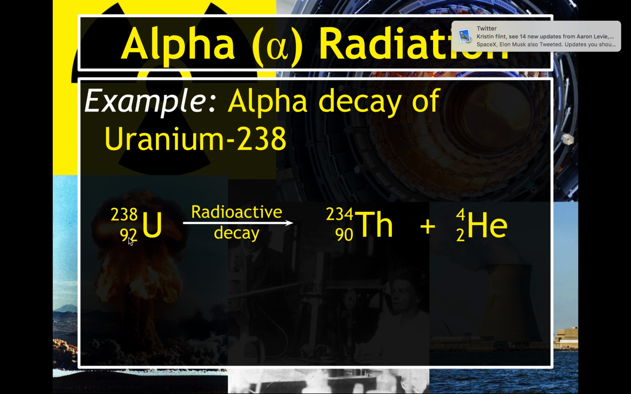This has 92 protons on this side. We have 90 protons here plus 2 here, so we haven't lost any protons. This atom has actually been split, giving off a helium nucleus and changing the element to thorium. Notice also the weight has not changed. We had 238 atomic mass units over here. Thorium will have 234, and the helium particle that was given off has a mass of 4. So we have 2 protons, 2 neutrons in this particle here.